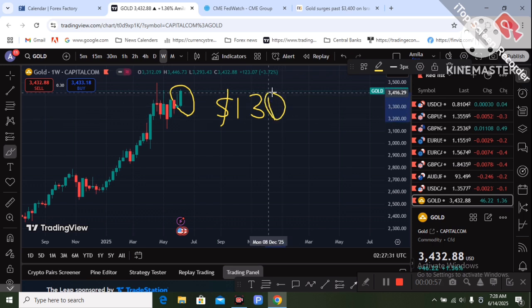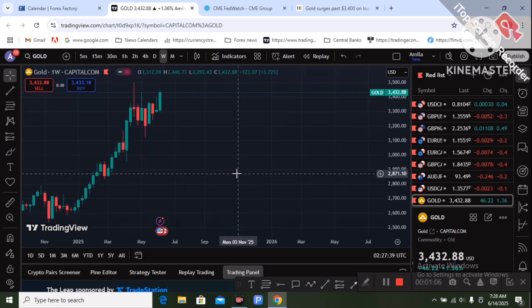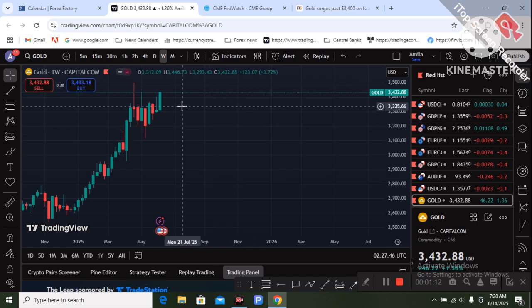So last Friday the price closed at 3,432. So the next target is 3,500. So what is the reason for gold demand? The main reason is the geopolitical uncertainty.